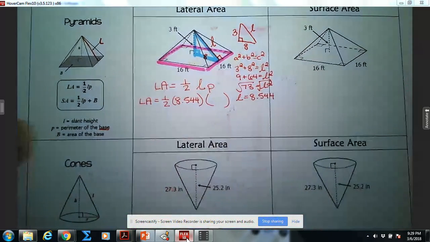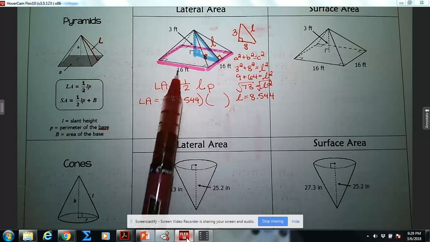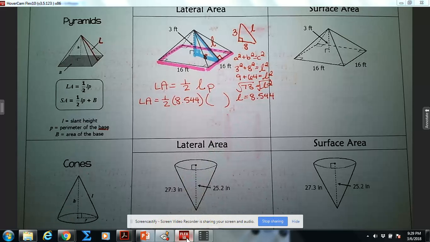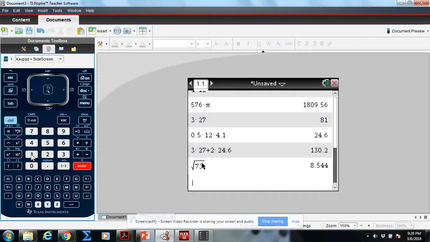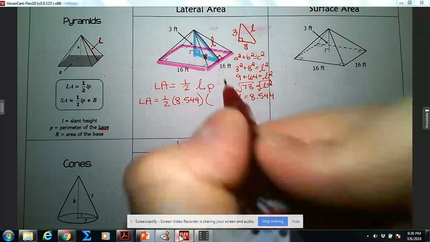The base is a square here. Kind of looks rectangular. It's been stretched a little bit, but I know it's a square because each side is 16. So to find the perimeter, we could just say 16 plus 16 plus 16 plus 16, which is the same as 16 times 4. 16 times 4, this should be 64. Yep, 16 times 4 is 64.